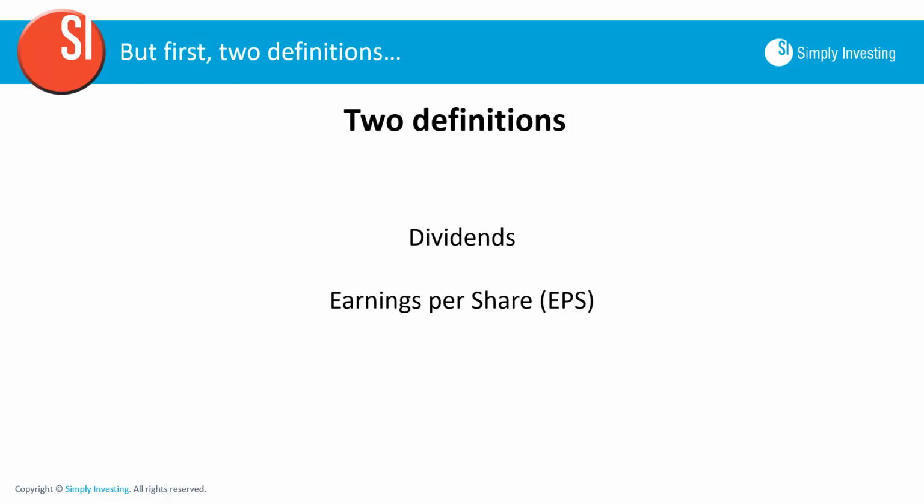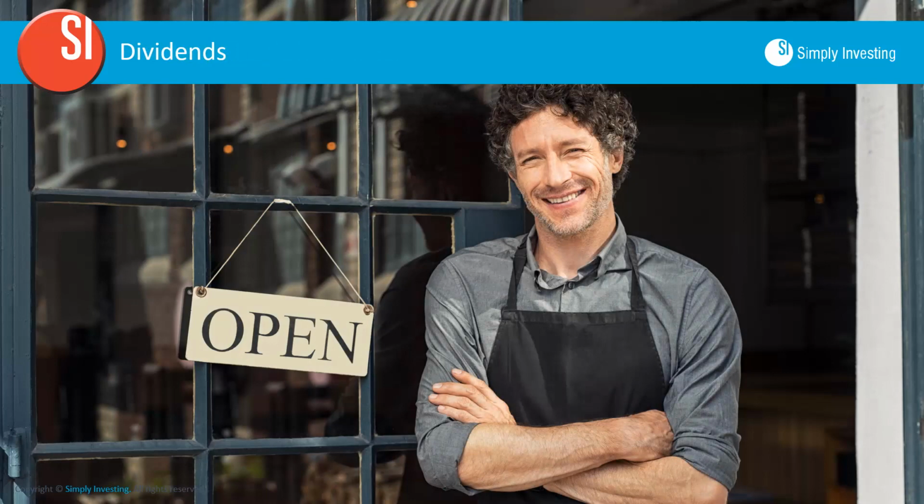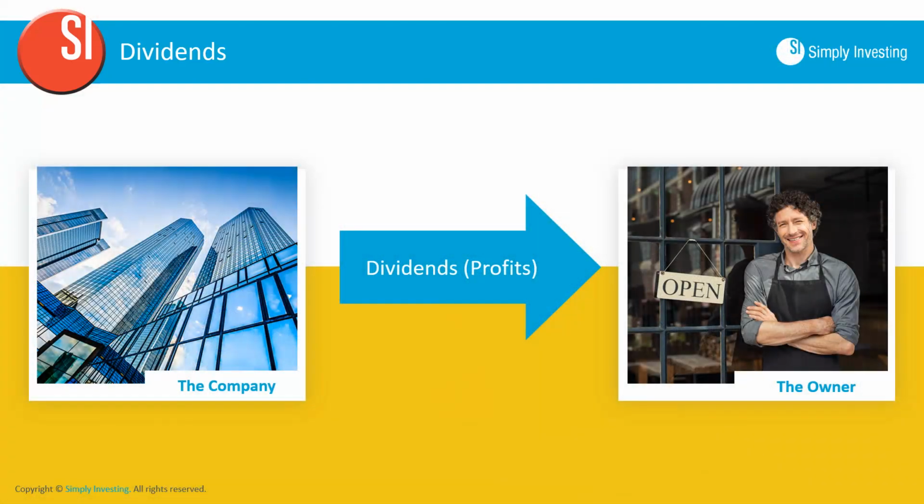But first, we need to go over two definitions: dividends and earnings per share. When you buy shares in a company, you become part owner of that company. And as part owner of that company, you are entitled to share in the profits of that company. The dividends are basically the profits that the company is sharing with you, the shareholder.